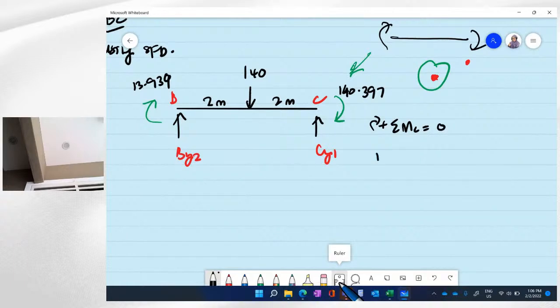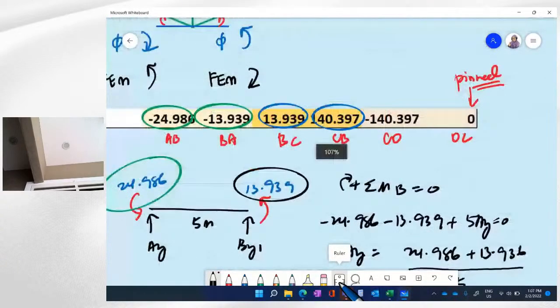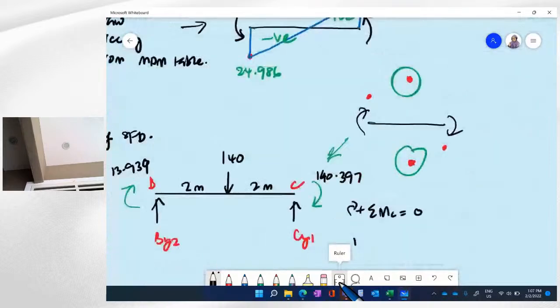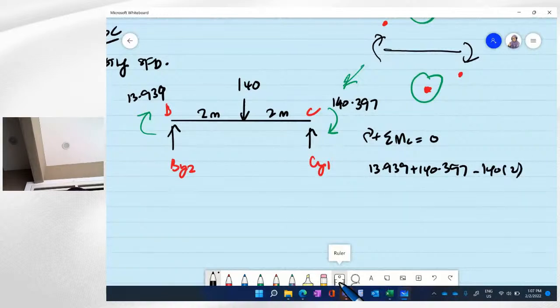Taking moment at C, it is 13.939 plus 140.397 minus 140 times 2, plus BY2 times 4 equal to 0.